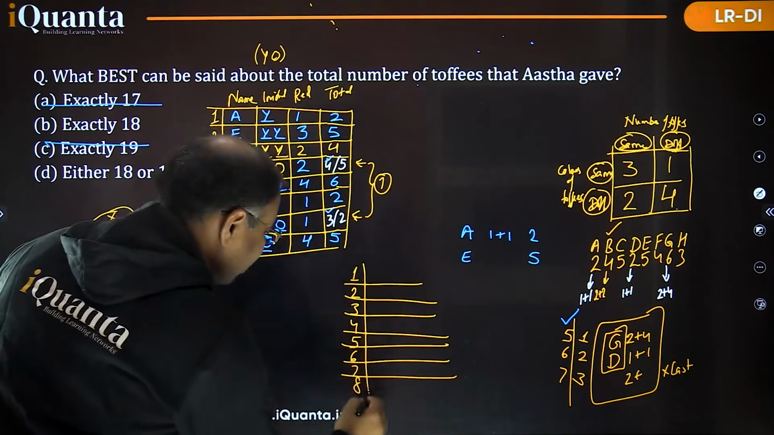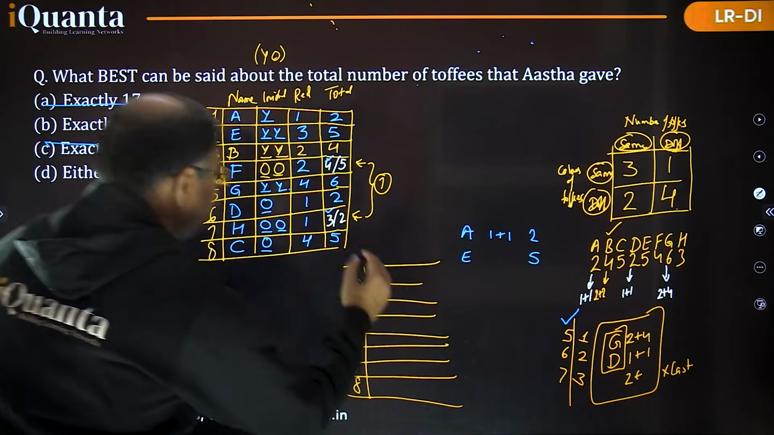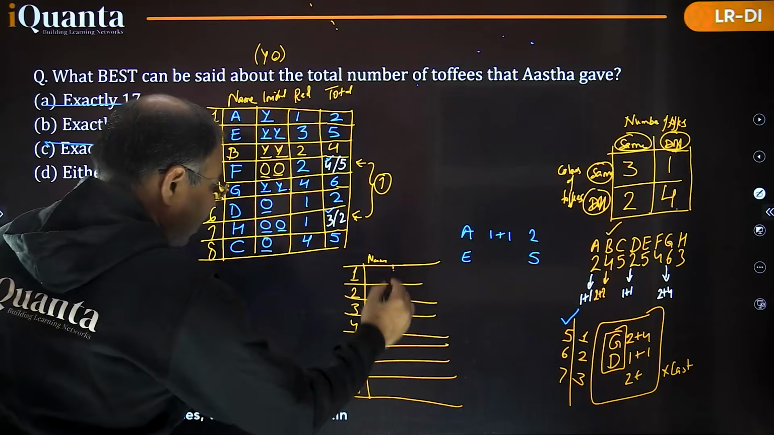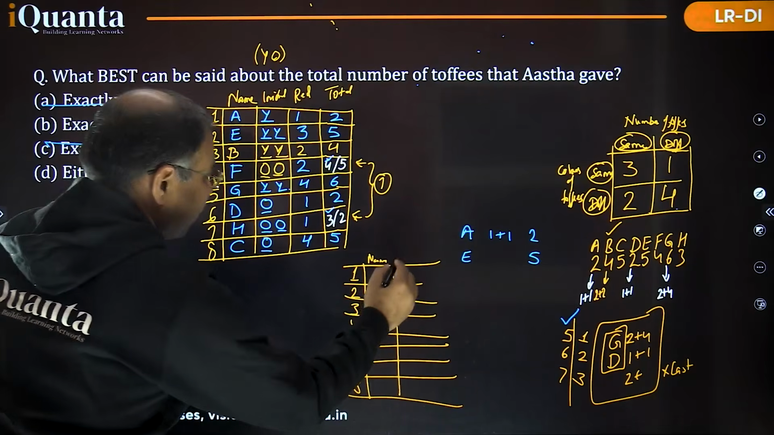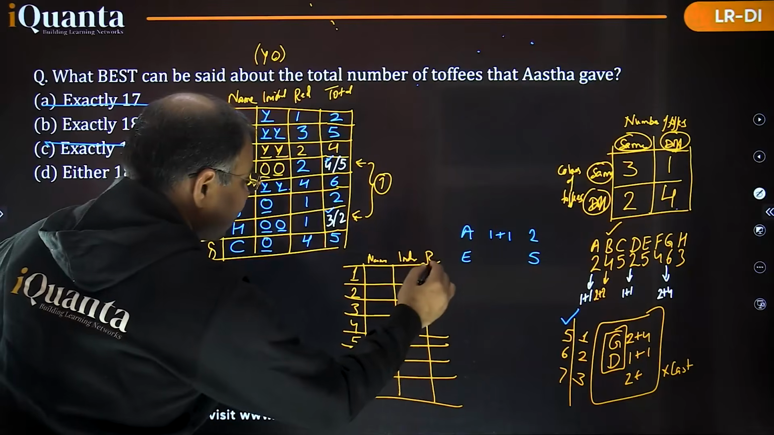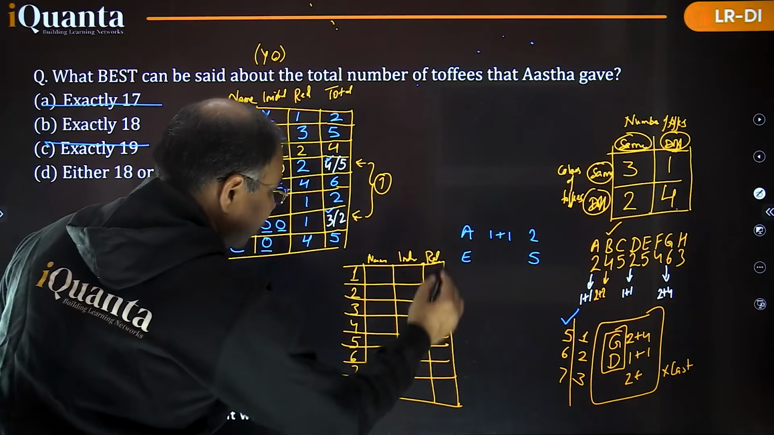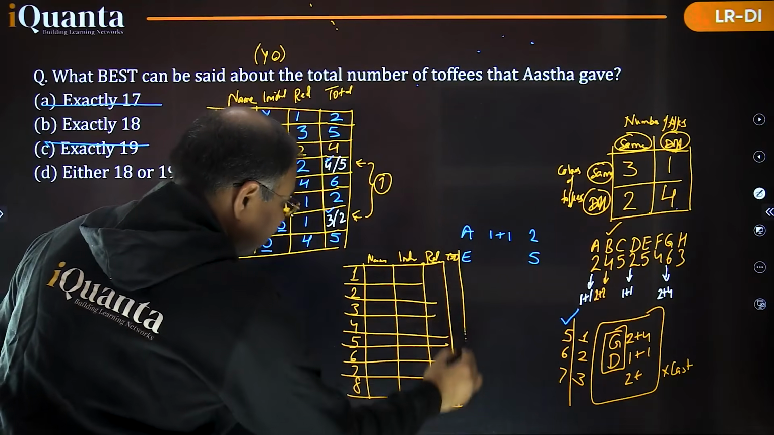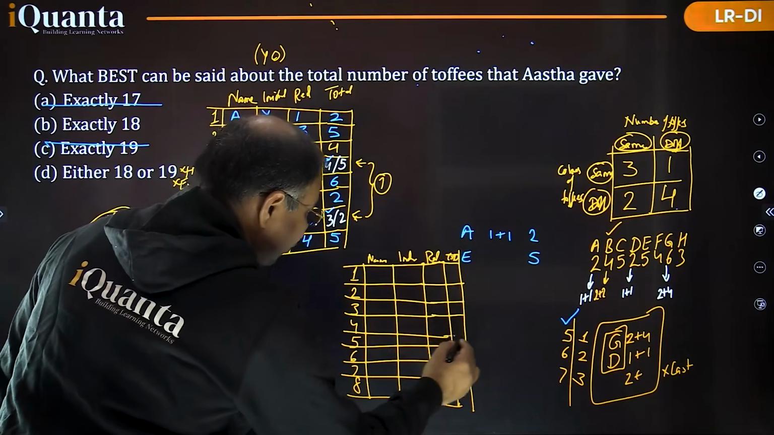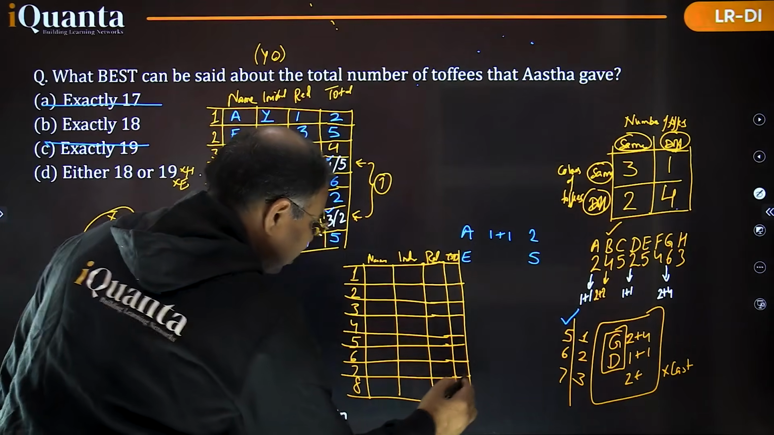Fine, these are the 8 positions, and first we are writing the names. So names, and after that I'm going to write the initial trophies with the persons, the red trophies received, and finally the total. Okay. The values which we had already filled in this orange color, let me put that.